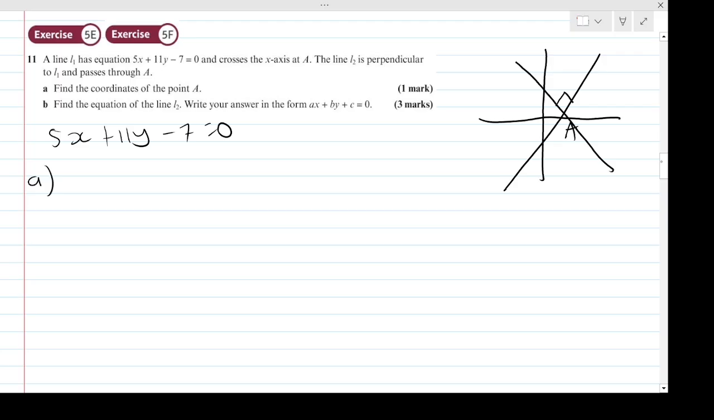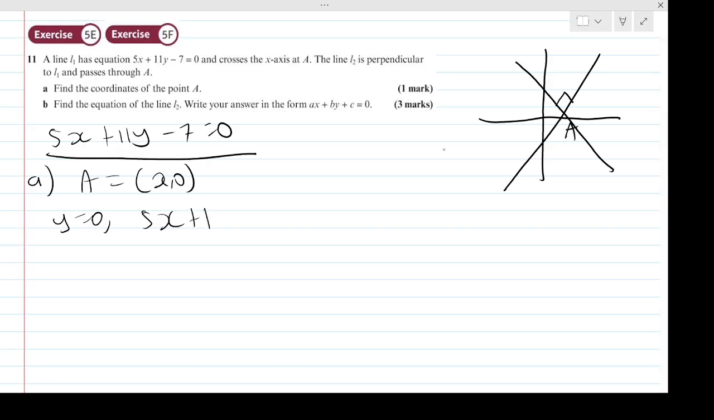Well, we know L1 crosses the x-axis at A. A has the coordinates (x, 0), because if it's on the x-axis, then y is 0. So then we need to find the x-coordinate. We know the point A also lies on this line, so I can substitute y = 0 in. If y is 0, then we get 5x + 11y, but that goes to 0, minus 7 equals 0.